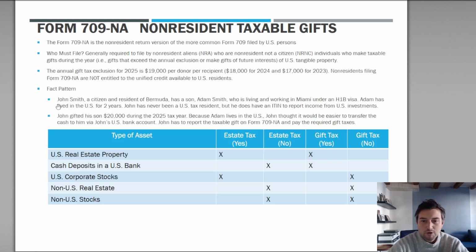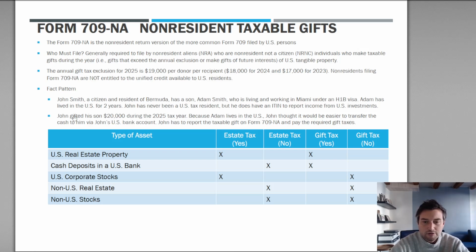Now, the fact pattern we're working with here, we have John Smith. Let's say he's a citizen and resident in Bermuda, and he has one son, Adam, who is also not a citizen of the U.S., but he's living and working in Miami temporarily under a visa, right? He moved there for a job, so he's under an H-1B. And John himself has never been a U.S. tax resident. He's not a dual citizen, so he's a non-resident, non-citizen of the U.S.